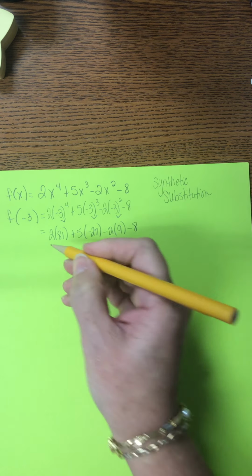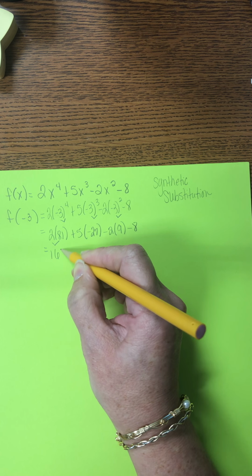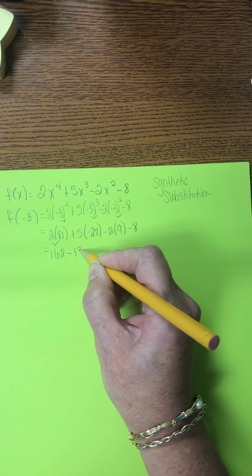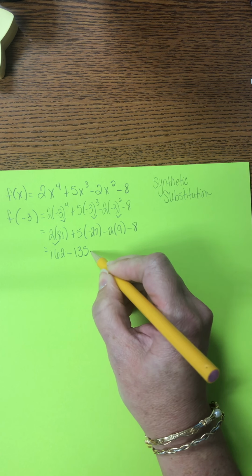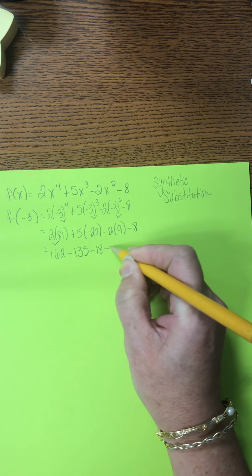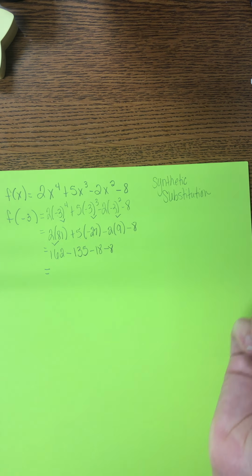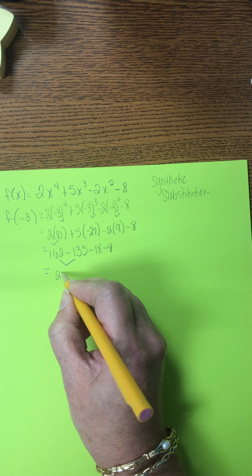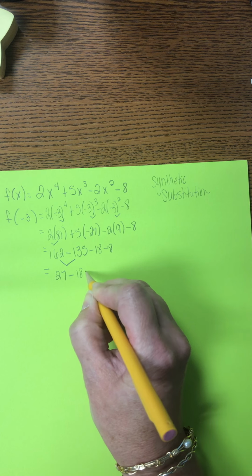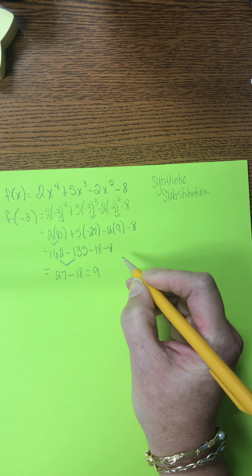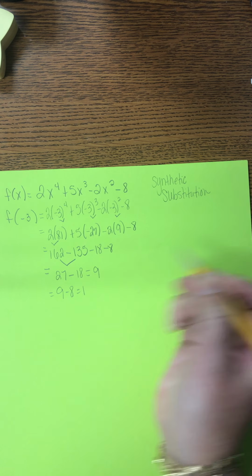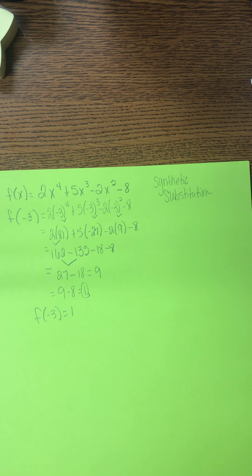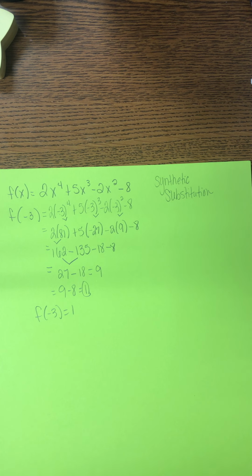After my exponents, I need to multiply through. 2 times 81 is 162. 5 times negative 27 is negative 135. 9 times negative 2 gives me negative 18, minus 8. That's going to leave me with addition and subtraction. So left to right, 162 minus 135 is 27. Then 27 minus 18 is 9. And finally, 9 minus 8 is 1. So that tells me f of negative 3 is equal to 1. So I know x is negative 3 and y is 1.